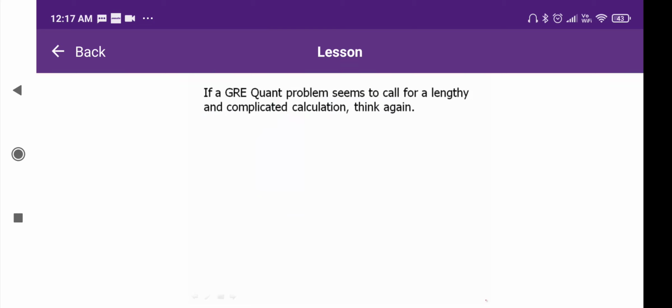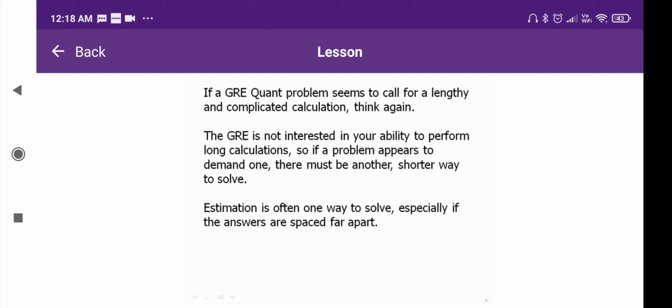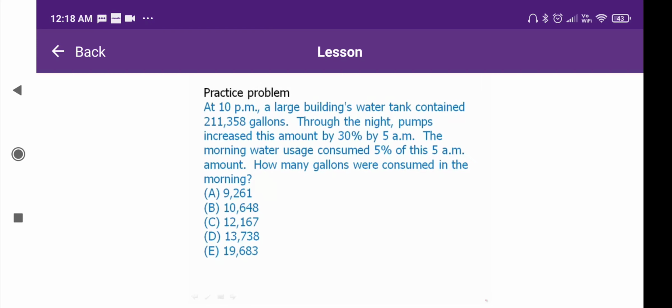If a GRE quant problem seems to call for a lengthy and complicated calculation, think again. The GRE is not interested in your ability to perform long, detailed, intricate calculations. So if a problem appears to demand one, there must be another, shorter way to solve. Estimation is often one of these simplifying ways, especially if the answers are spaced far apart. Here's another practice problem. Pause the video and then we'll talk about this.